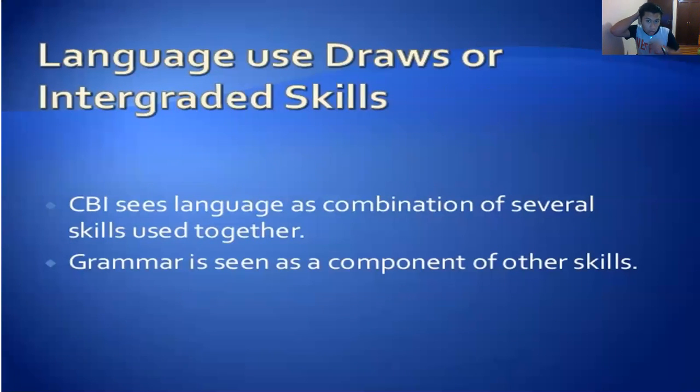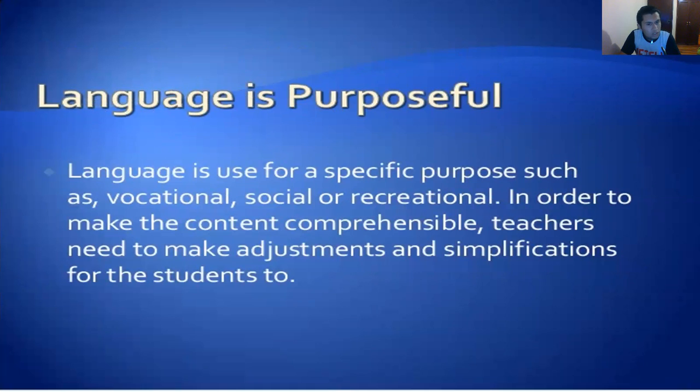Language use involves integrated skills. CBI language has a combination of several skills used together. The grammar is seen as a component of other skills. The language is purposive. Language is used for a specific purpose, such as vocational, social, or recreational. In order to make the content comprehensible, teachers need to make adjustments and simplifications for the students too.